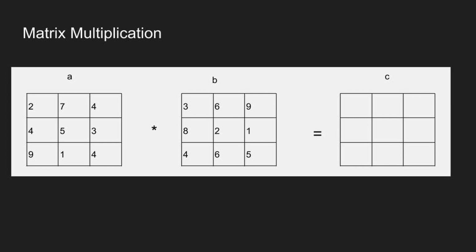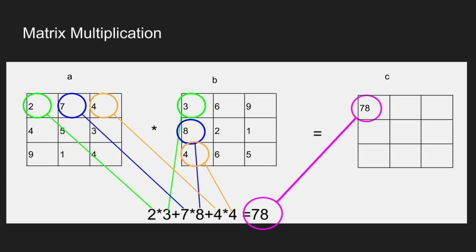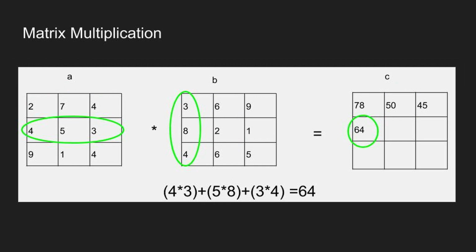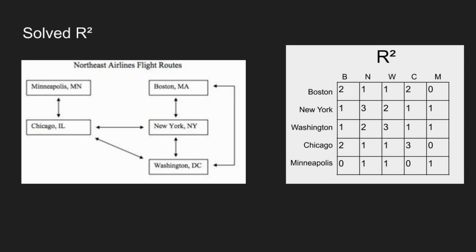First, you need to take the first row of A and the first column of B. You take A1,1 and multiply it by B1,1. And then multiply A1,2 by B2,1. Then multiply A1,3 by B3,1. The sum of these three numbers is what goes into C1,1. So you do the same process except now with the second column of B. When you finish with the last column, you start over with the second row of A. So R squared, or R times R, is the matrix on the right.